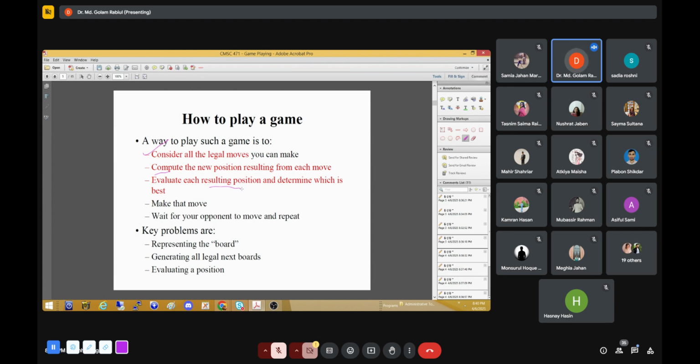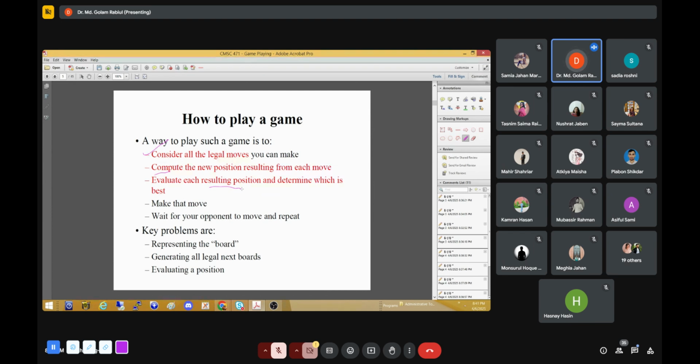In our genetic algorithm we also have a concept of an evaluation function that is called the fitness function. So here also some kind of evaluation function is necessary. You have to think about which position is the better position, and then make that move. Then you have to wait for the opponent to move, and repeat this process maybe until the end of the problem.